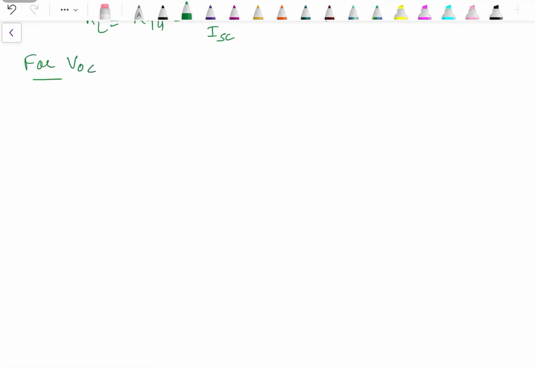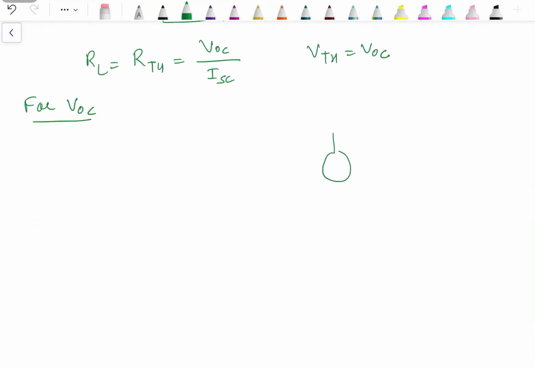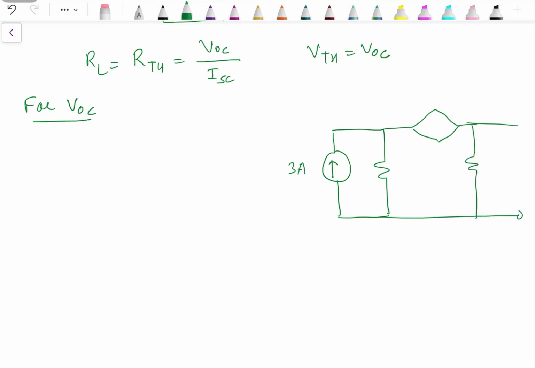For VOC, the circuit will remain as it is. The only difference is that the load resistance should be removed from the circuit. Since it's different from the earlier one, we have removed this one. So it's voltage V1, and that has to be reflected over here as 0.5 V1 with this terminal negative and this one as positive.